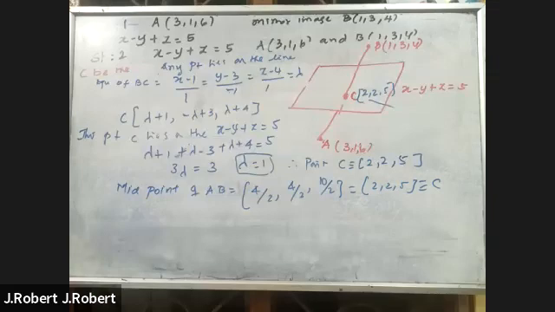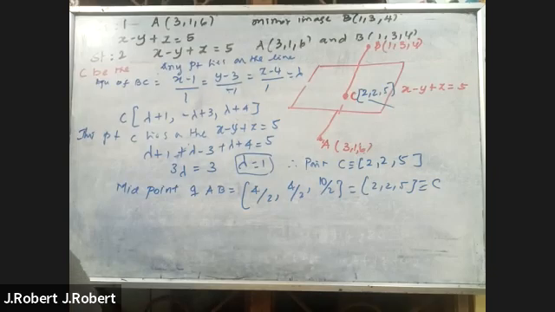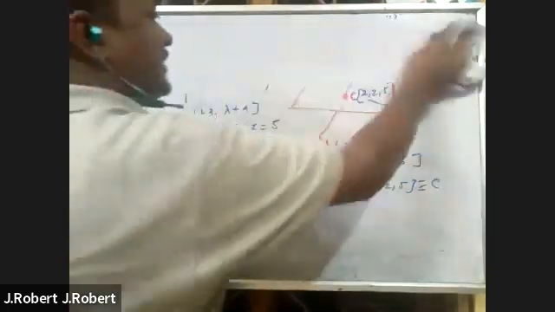The next problem, please take down next one. A ray of light passing through the point A of (3, 1, 6).